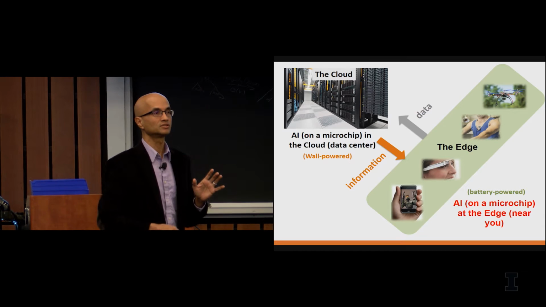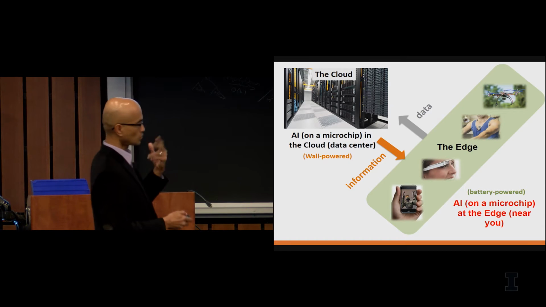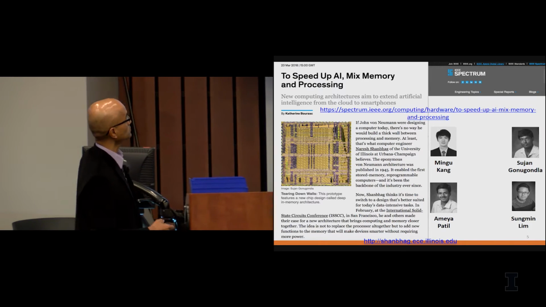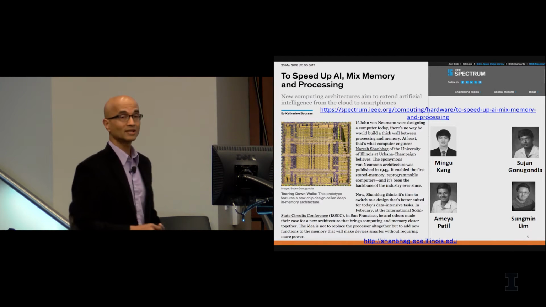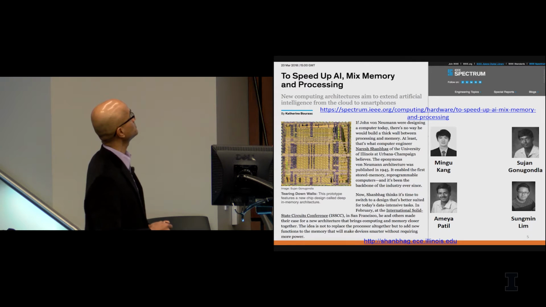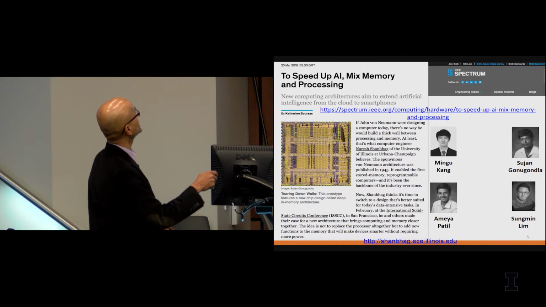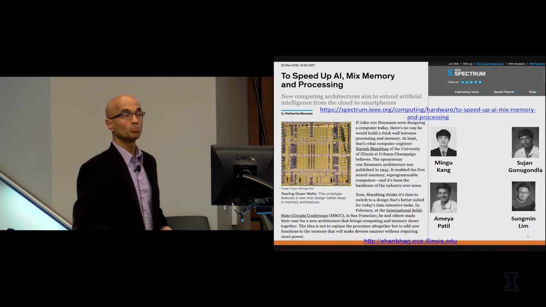Right? That is a challenge that we face today, and this is what we'll be discussing. This is an article that just came out last week in IEEE Spectrum that says how we can speed up AI by mixing computation and processing.